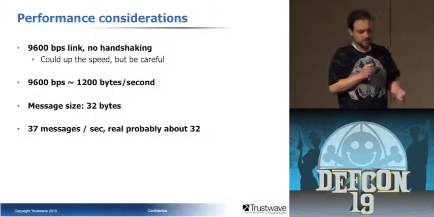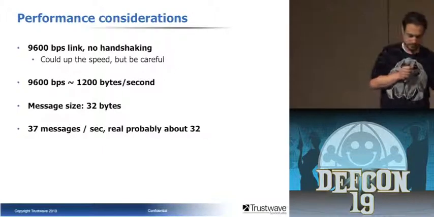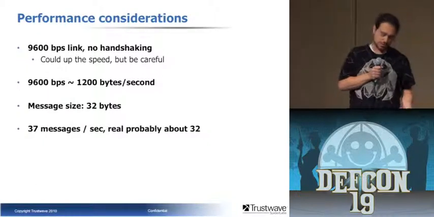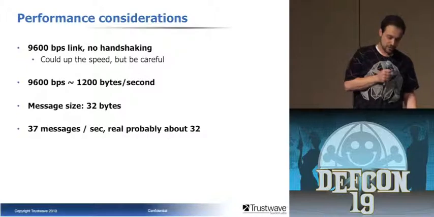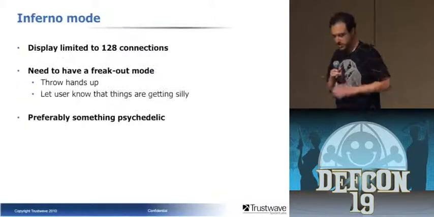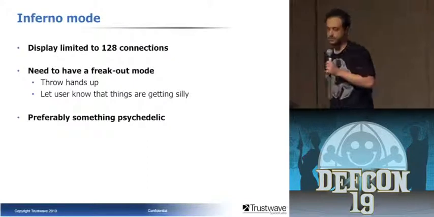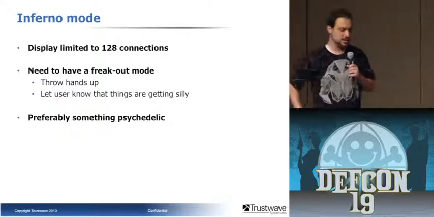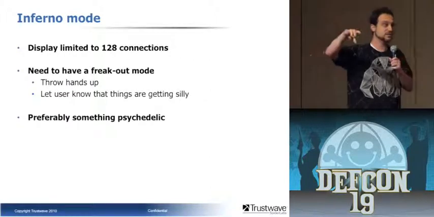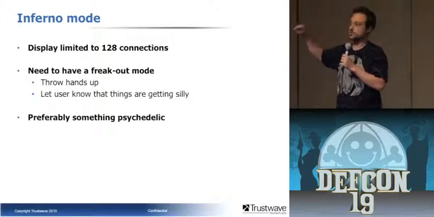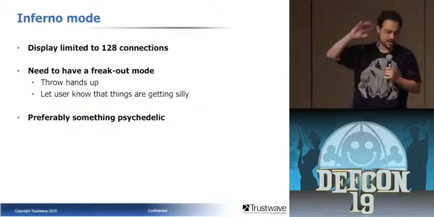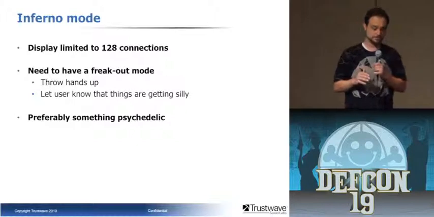So you have to do the math. I did the 9600 baud, 2 bytes, and I have 9 bytes or whatever. I could get about top end 37 messages per second, realistically only about 32 messages per second. The other thing was, in session mode, you're going to hit a ceiling. You're going to fill up 128 lights, and then you're not going to know if you're getting port scanned. I really want that concept of knowing something's screwed up. So I made something called Inferno mode.